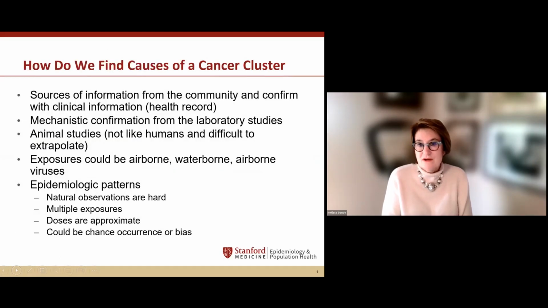So how do we find the causes of a cancer cluster and determine whether this is a real cancer cluster or not? The sources of information from the community must be confirmed with clinical information from health records. A mechanistic confirmation from laboratory studies is critical. Animal studies are not like humans and are difficult to extrapolate from, but one should look at the literature to see if there has been any association of exposures and cancer causation in animals.